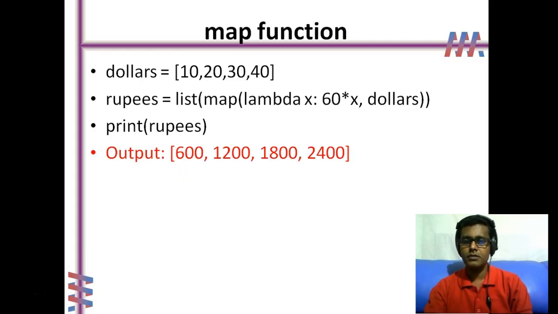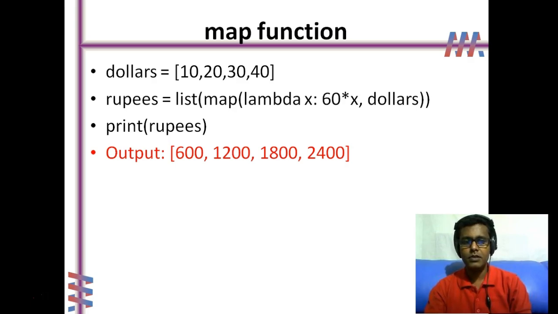That will be converted to 600 and stored in a list. So here I have written list of map, and whatever values are converted will be stored into the list. Similarly the values 20, 30, 40 will be passed one by one from the list dollars, converted with the help of the lambda function 60 into x, and stored into the list called rupees. Now I print rupees, and the output will be 600, 1200, 1800 and 2400.